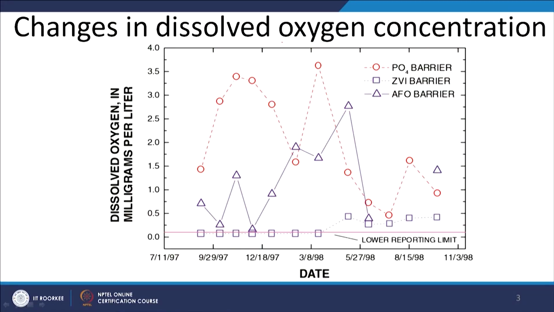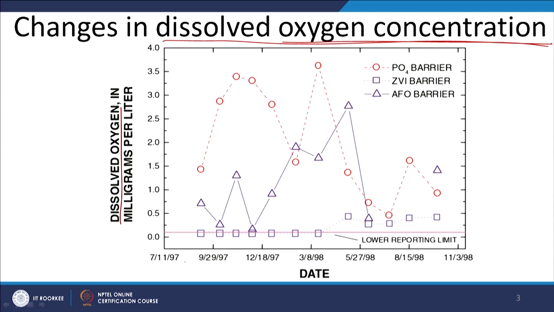I believe we did look at one aspect, but we are going to look at that again because it's relevant to some of the aspects we are going to discuss today. So, change in dissolved oxygen concentration. There might be limitations with respect to the thresholds for the DO levels downstream, but that's something you need to consider. On the y-axis we have DO, and on the x-axis we have the relevant date. And we have the three kinds of materials: the phosphate based, zero valent iron based, and amorphous ferric hydroxide based. And I believe adsorption was the mechanism for one of them.